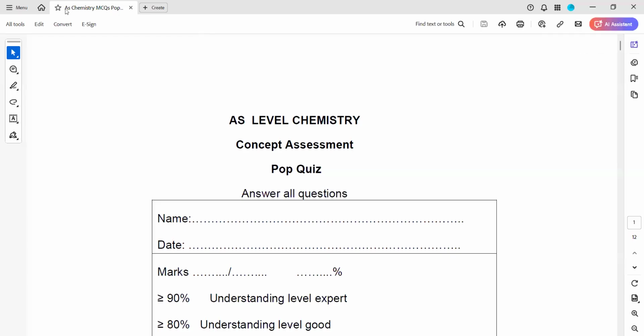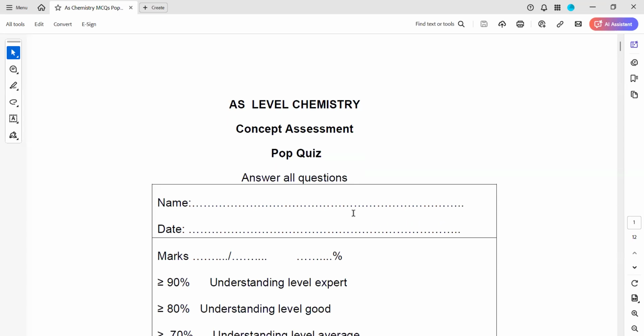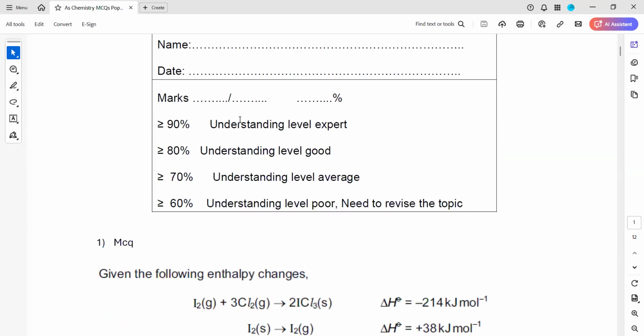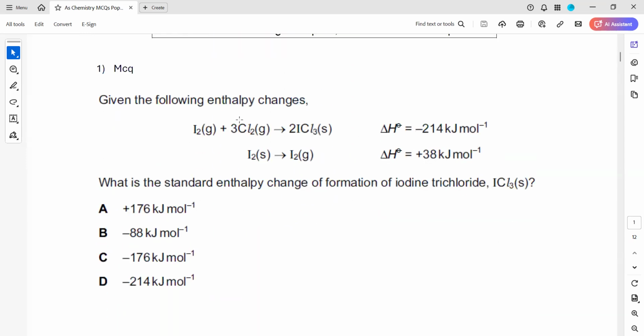So we'll start with a discussion of the pop quiz. This was the weekly pop quiz MCQs, the weekly pop quiz 11. If you have a question or a doubt, you can mention. Any doubt in question 1?